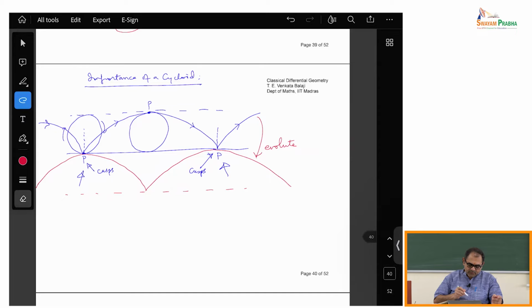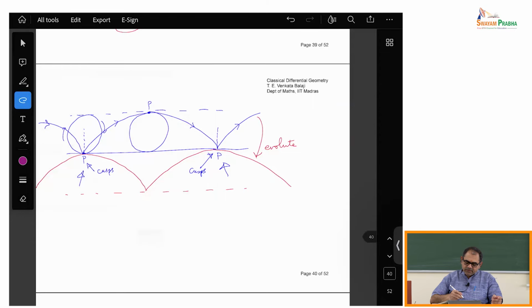On the other hand, if you take the involute, you can take many involutes. All the involutes will be parallel curves, and only one of them will give you a cycloid. The other things will look like a cycloid, but they are not cycloids. So if you take the involute, what happens in this picture? I will need to rub this out. So let me rub this out.